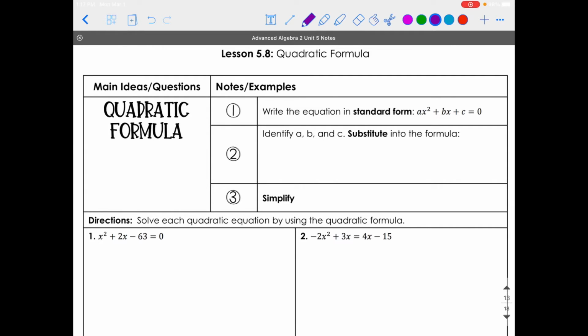Hey everyone, we are on lesson 5.8, which is quadratic formula.